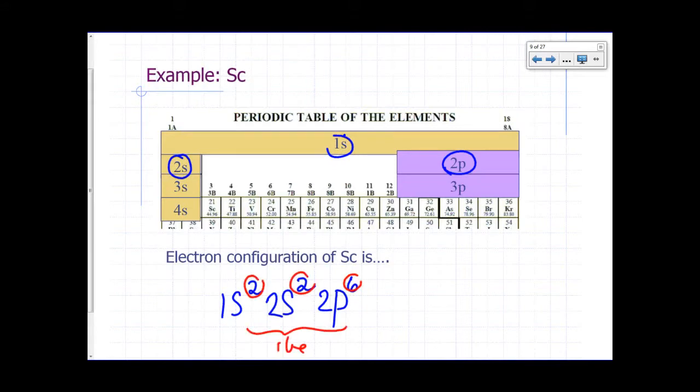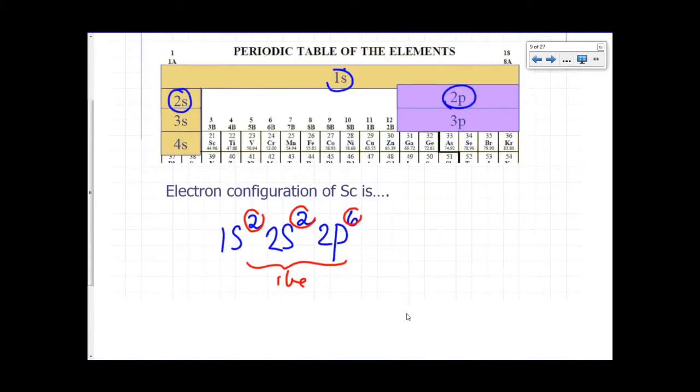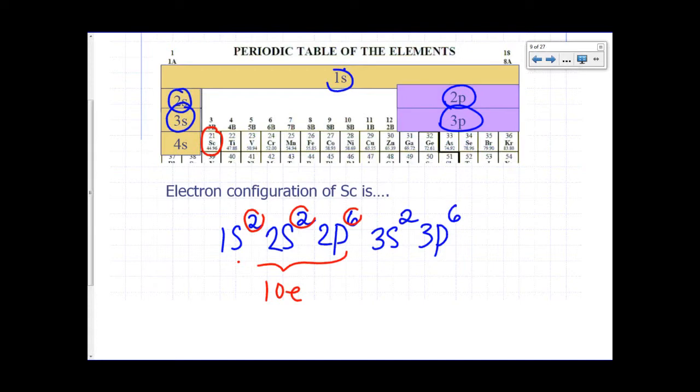Okay, how many more electrons do we have to account for? You're dealing here with 10 electrons so far, and scandium has 21 electrons. So you have 11 electrons more to go. The next subshell that can hold electrons would be 3s. You put 2 electrons there. That makes 12. And then 3p, the most you can put in a p subshell is 6. So that takes care of another 8 electrons, or up to 18.